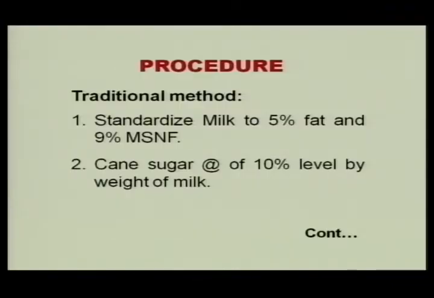So let us take the procedure one by one. What is the traditional method, which can be adopted by the small scale entrepreneur. First, select the milk, standardize the milk to 5% fat and 9% SNF. Then we add the sugar at the rate of 10% by the weight of the milk.